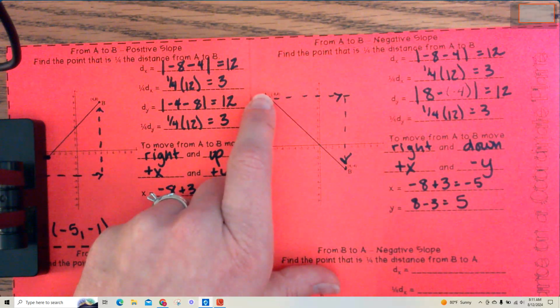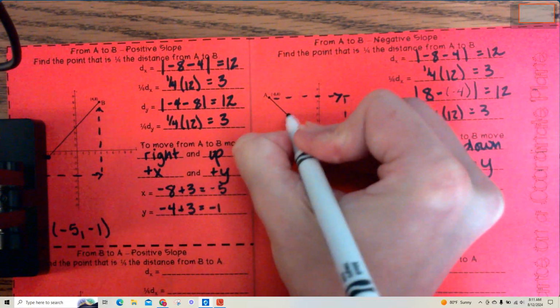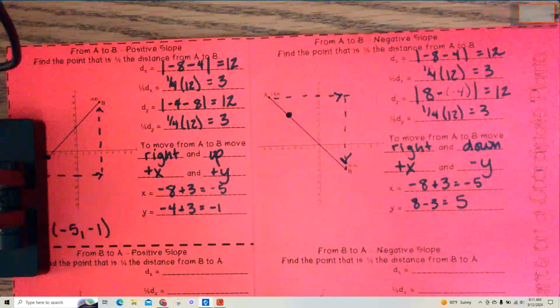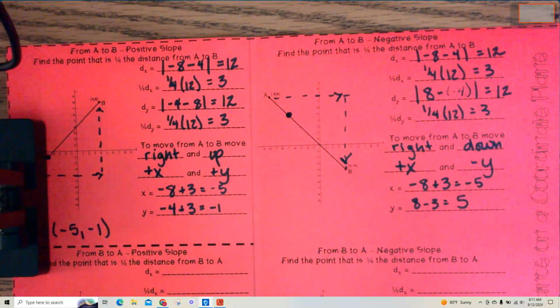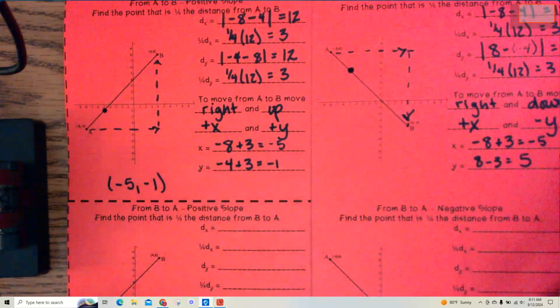Okay, so on this graph, a fourth of the distance is going to be at negative 5, positive 5. Okay, so the direction you're moving plays a big part in this.